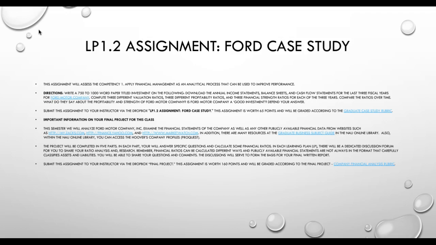It's worth 65 points. And again, it's going to be graded by the rubric, so make sure you guys look at it. And over time, we're going to be analyzing Ford Motor Company and examining financial statements as well as other publicly available financial information. So just use those sites, click on them.